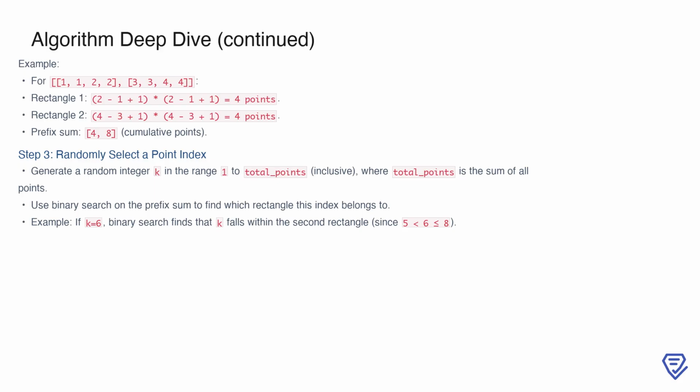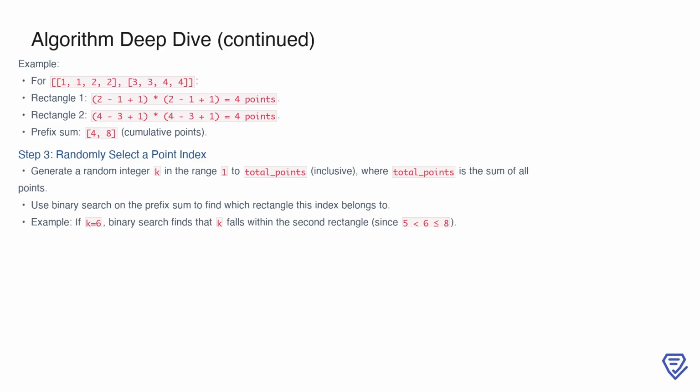For the rectangles [1, 1, 2, 2] and [3, 3, 4, 4], the first rectangle contains (2 - 1 + 1) * (2 - 1 + 1), which is equal to 4 points, and the second rectangle contains (4 - 3 + 1) * (4 - 3 + 1), which is equal to 4 points. By summing these totals cumulatively, we obtain the prefix sum, [4, 8], which represents the cumulative points across rectangles. With this structure in place, we can now randomly select a point index.